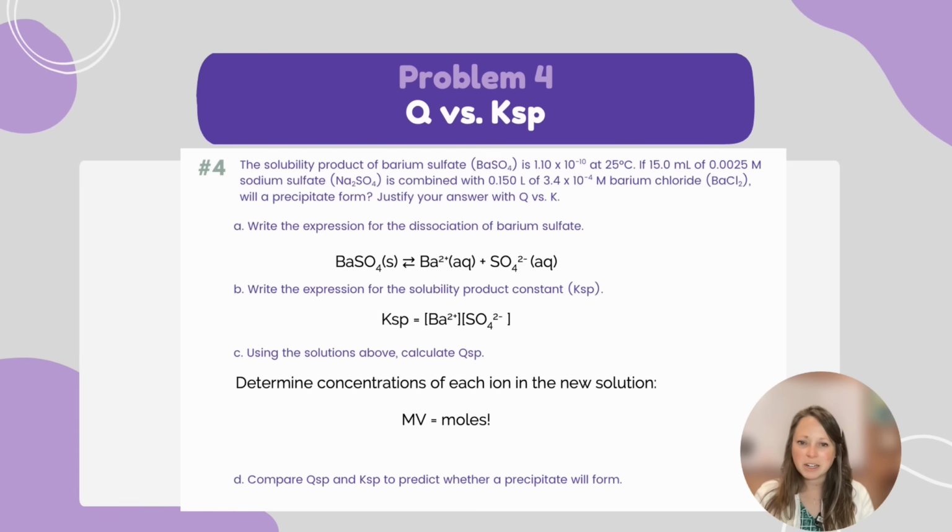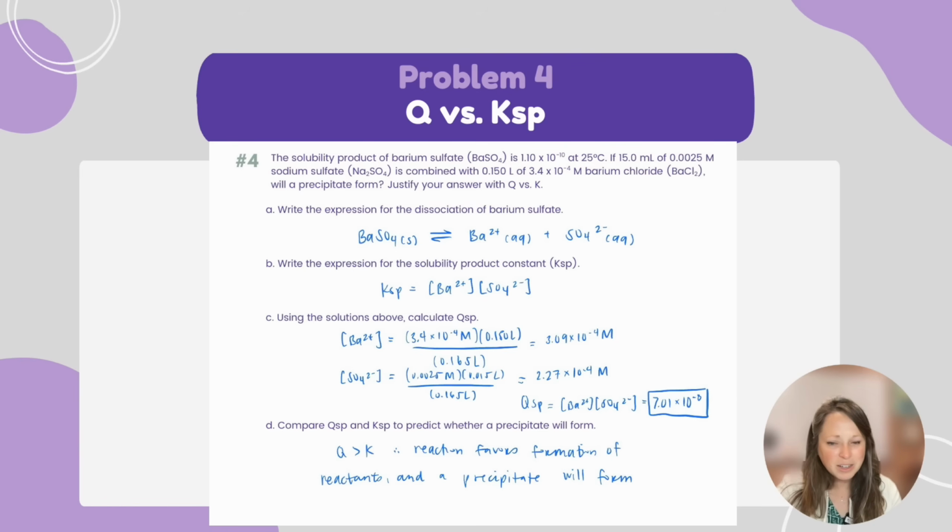Again, we're ignoring spectator ions here. So in this case, we have Na and Cl minus. Those ones we're just not going to focus on. We're just focusing on the concentration of Ba2+ and SO4 2-. So this is how we then solve for those concentrations, then plugging all of that in to get our QSP value. Last step, we want to compare Q versus K. K we were given in the initial question as 1.10 times 10 to the minus 10th. So our Q value is bigger than K.